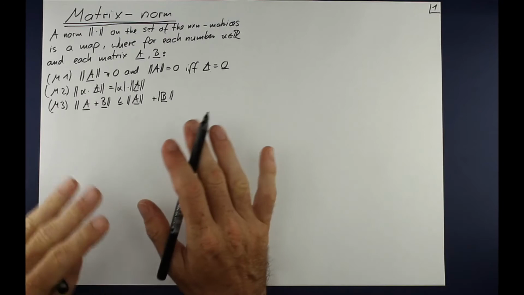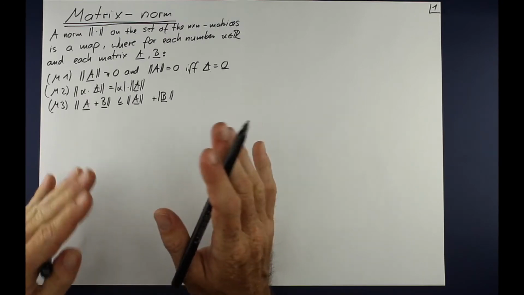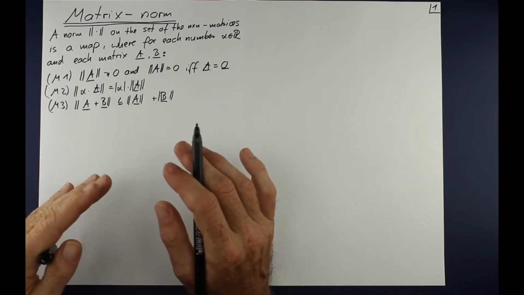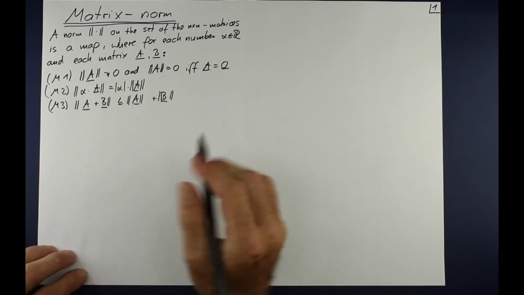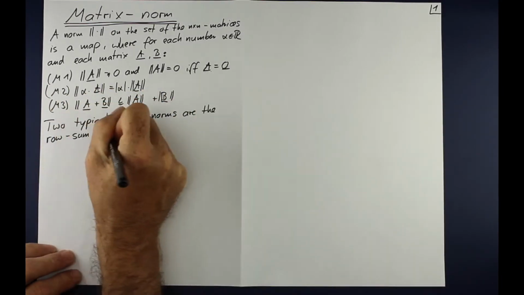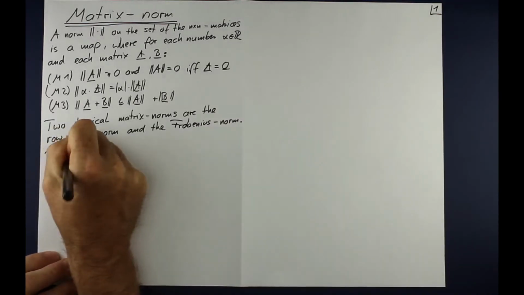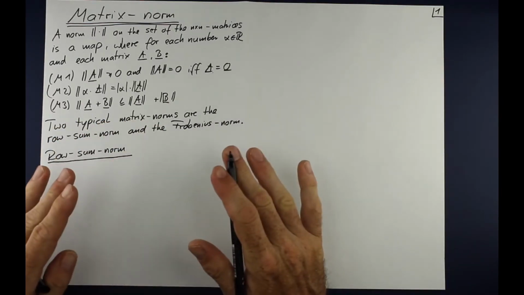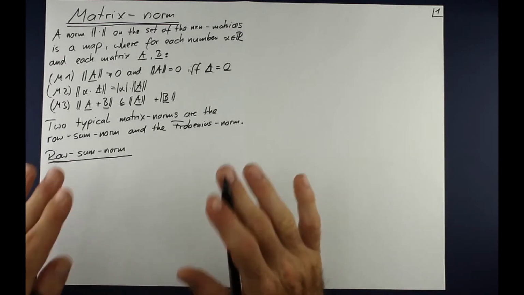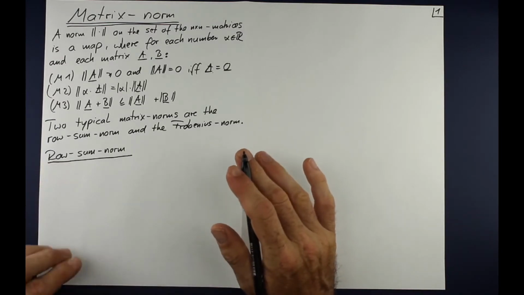There are many more than these two, but these are the most important ones. That's the row sum norm and the Frobenius norm. And now let's talk about the row sum norm, and let's talk about this row sum norm in examples. That's easier to understand.